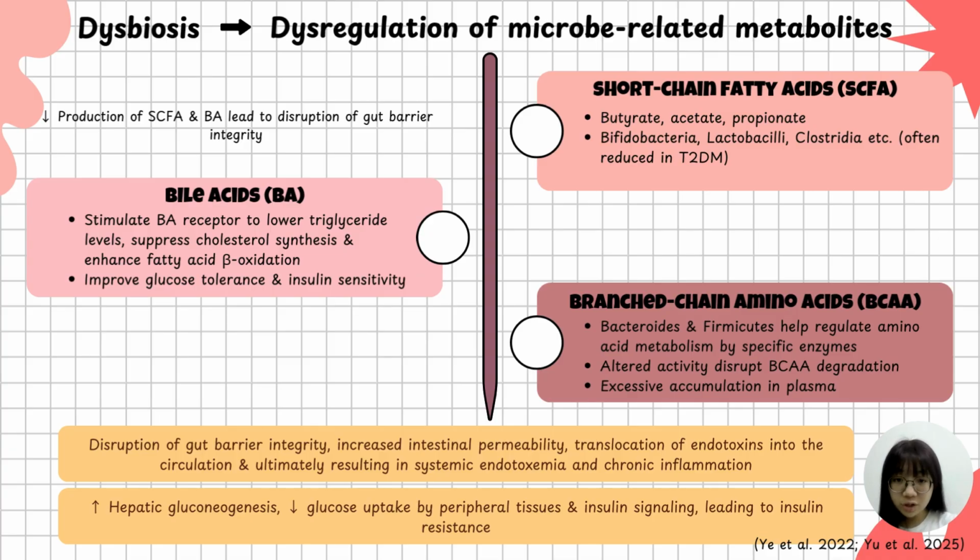Third, branched chain amino acids will accumulate in plasma as there is a decrease in Bacteroides and Firmicutes that help regulate amino acid metabolism. All of this will disrupt gut barrier integrity, increase intestinal permeability, allowing endotoxins like lipopolysaccharide to leak into the bloodstream, causing systemic endotoxemia and chronic inflammation.